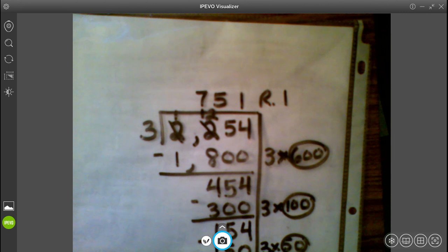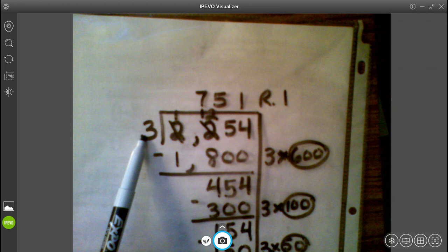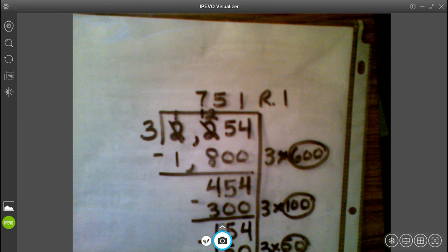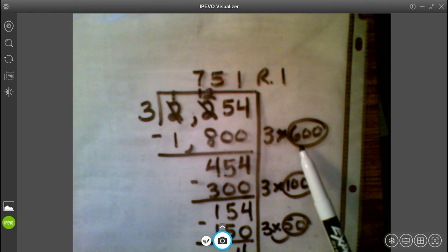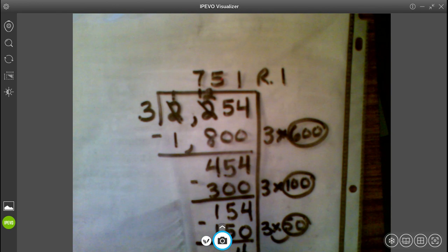And again, we could check that with multiplication. We could do 751 times 3, add the remainder, and we should get 2,254 if we didn't make any mistakes. So when we do 4-digit dividends divided by 1-digit divisors, we're using our same partial quotient strategy, but we may have to think about using multiples of 1,000 or multiples of 100 to help us get close to that dividend on our first step. Give this a try today. Good luck.